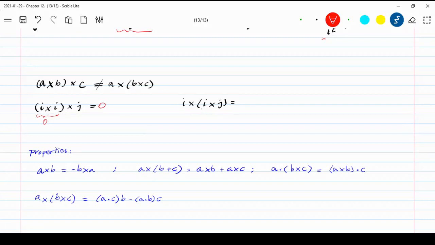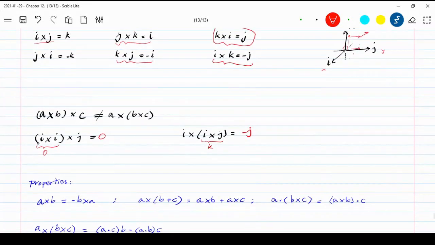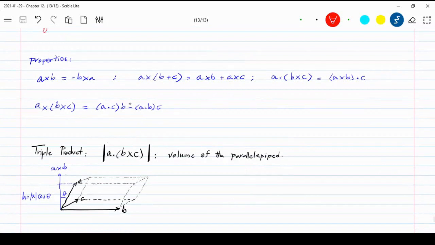On the other side, if you change the grouping and do i cross i cross j first, you'll get the k vector. And what was i cross k? I cross k is negative j. So i cross k here would give us negative j. And you notice that it's the same vectors i and j, but how you multiply gives you a different result. So it is not true that you can change the order of multiplication for the cross product. Be careful with that.